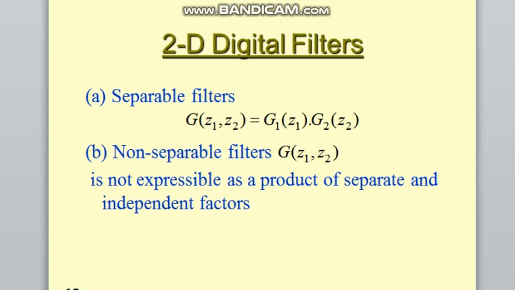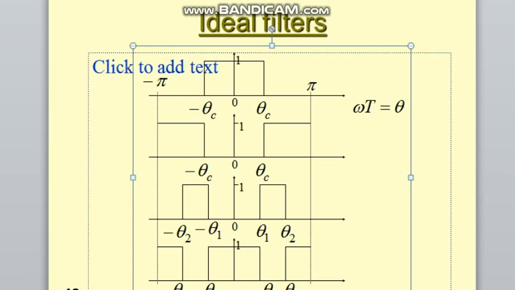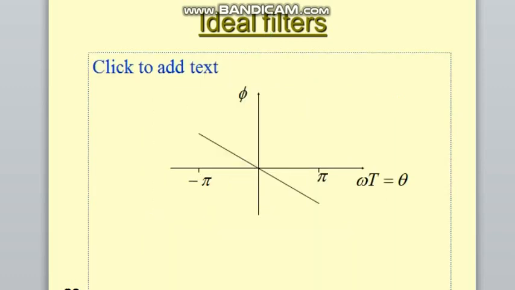Separable 2D digital filters, as you can see: G(z1, z2) equals G1(z1) G2(z2). Non-separable filters: G(z1, z2) is not expressible as a product of separate and independent factors. So what are the ideal filters? The ideal filters are like that: the band pass, the band stop, and the impulse functions on both sides of the band pass and band stop. Here you can see the ideal filter. And last but not least, that is the ideal filter.